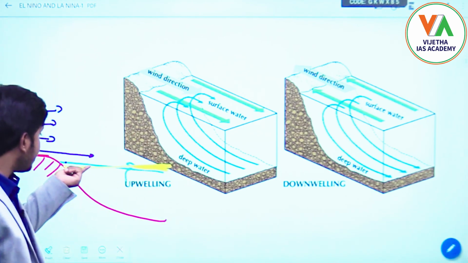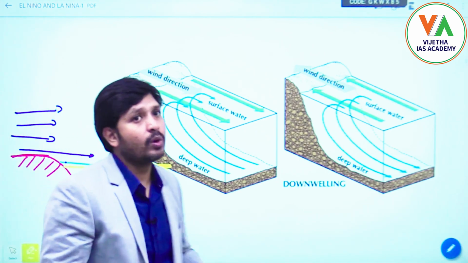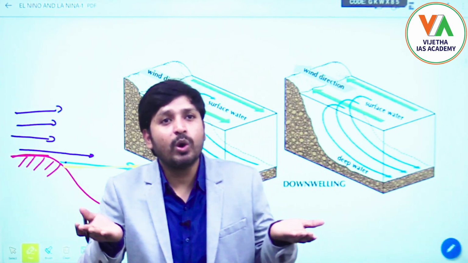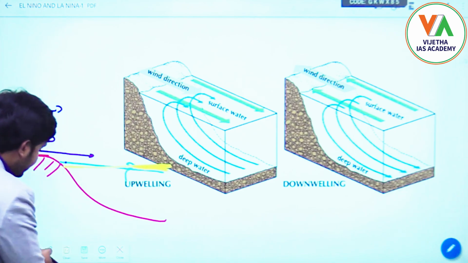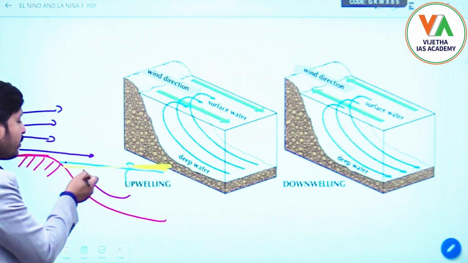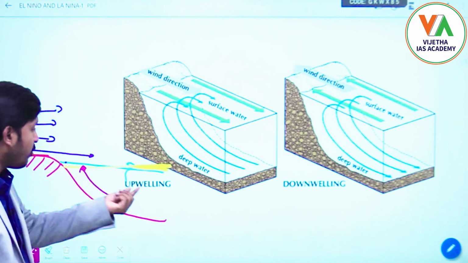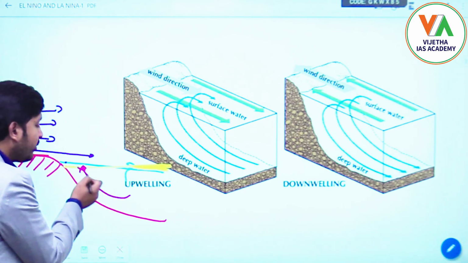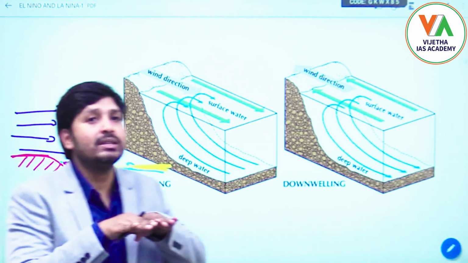As a lot of water has been dragged away from the coast, the level has been reduced, but because of atmospheric pressure the water level will try to balance and come to an equal base. As there is some empty space here, some water from the bottom will try to come towards the surface and fill this empty space, so that once again the water level becomes equal.